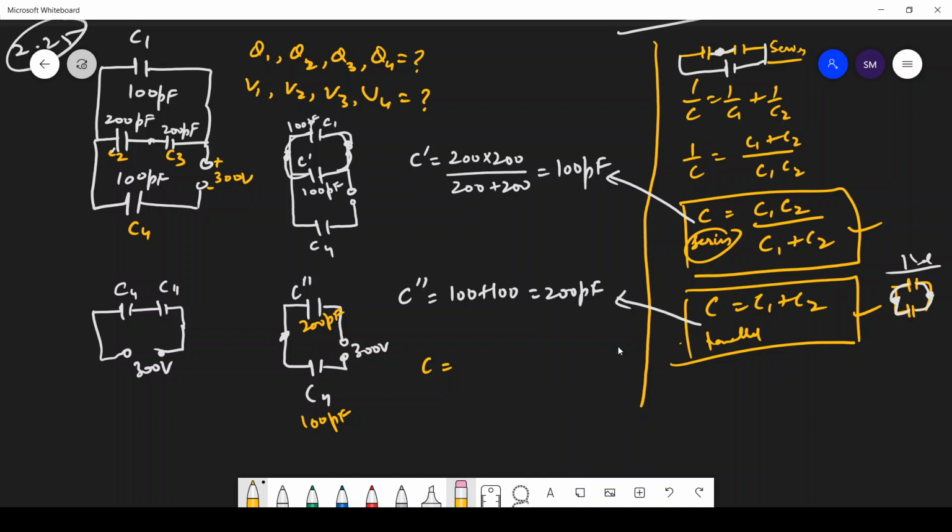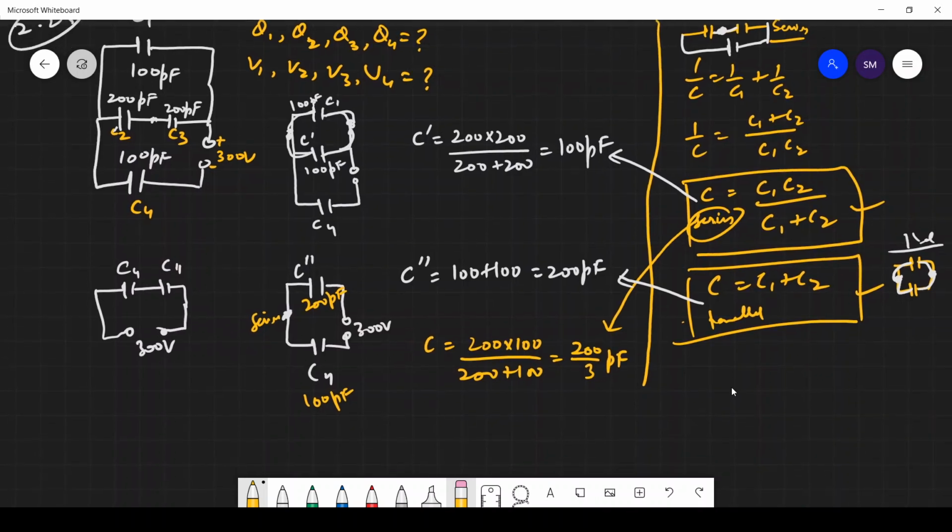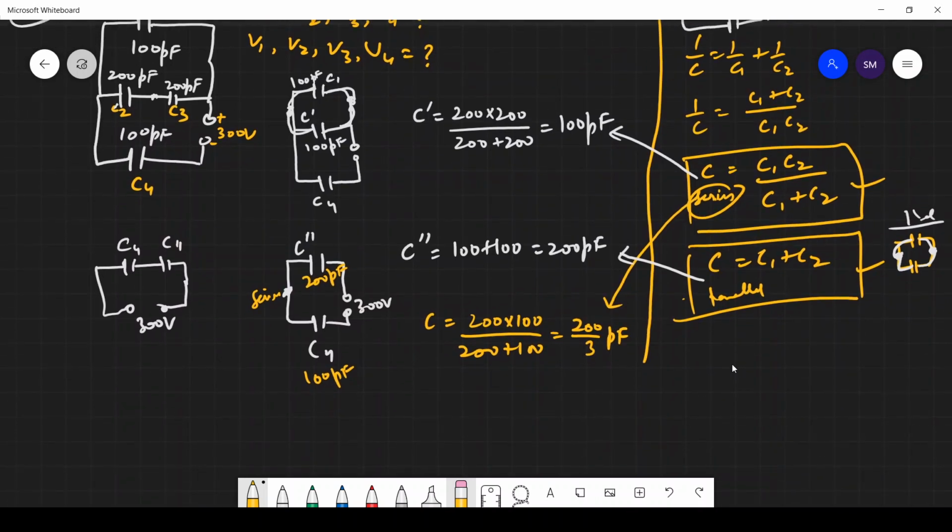So C will be in parallel. What is the formula for parallel? They are in series. So what is the formula for series? This one. So 200 and 100: 200 multiplied by 100 divided by 200 plus 100. So students, what does this come out to be? This comes out to be 200 upon 3 picofarad. So now this is the equivalent capacitance of the whole circuit.